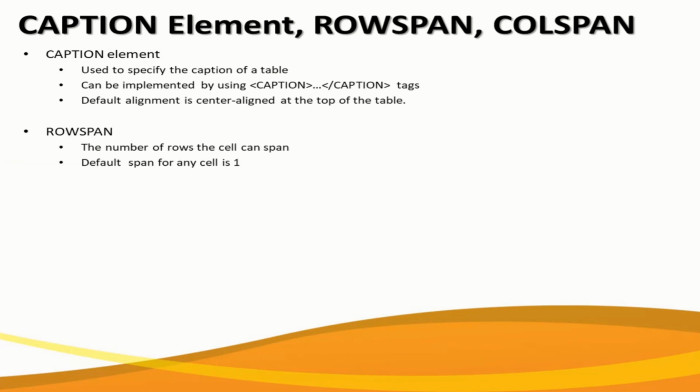The next one is the rowspan attribute. The rowspan specifies the number of rows the cell can span. The default span for any cell is 1. Similarly, we can use the colspan attribute. The colspan specifies the number of columns the cell can span. The default colspan for any cell is 1.